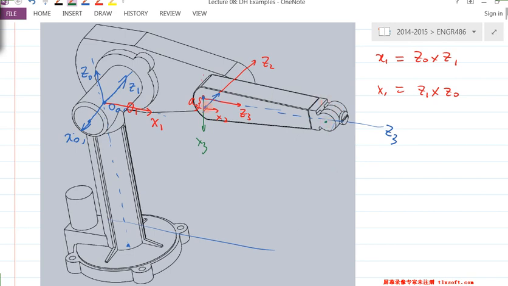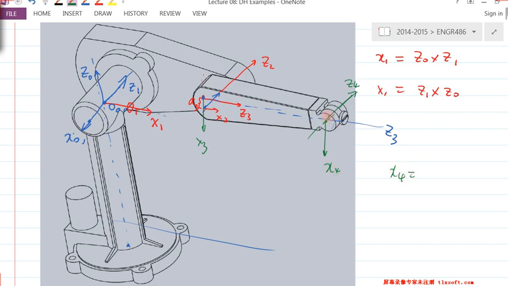Z5 is the axis that causes the rotation of this little plate here, right? So we can place the Z5 joint over here. So Z5 is over here, okay? X5 needs to be perpendicular to Z4, so I can actually assign X5 the same as X4.